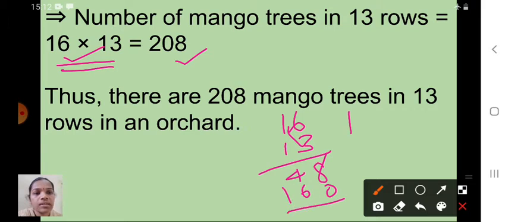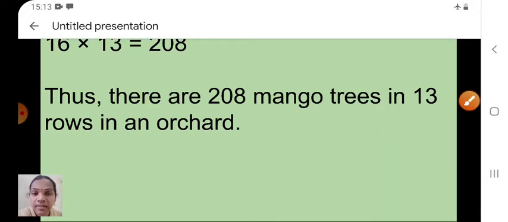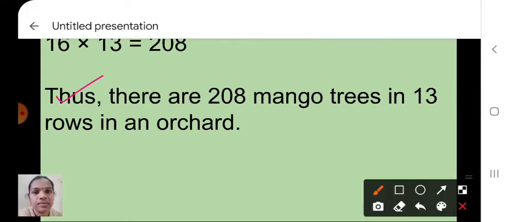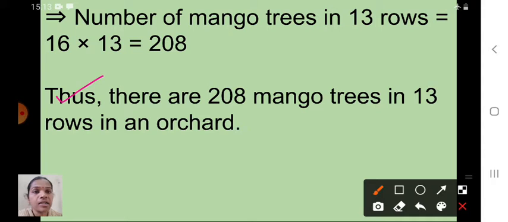So what is your answer here, children? I will write here 8, 4 plus 6, what? 10, remainder 1, so 208. What is your answer here, children? In 13 rows, how many mango trees are there? 208, that is your final answer. Thus there are 208 mango trees in 13 rows in an orchard.